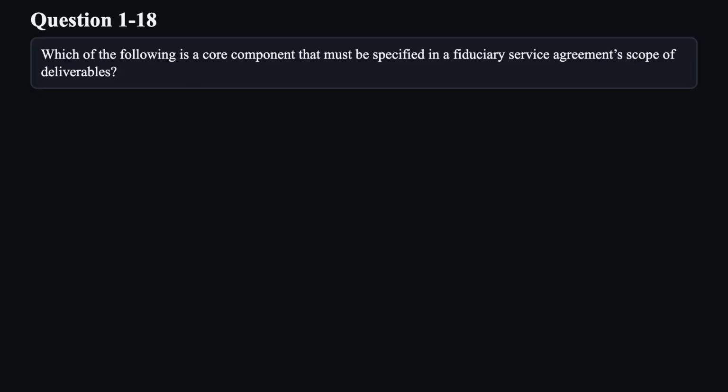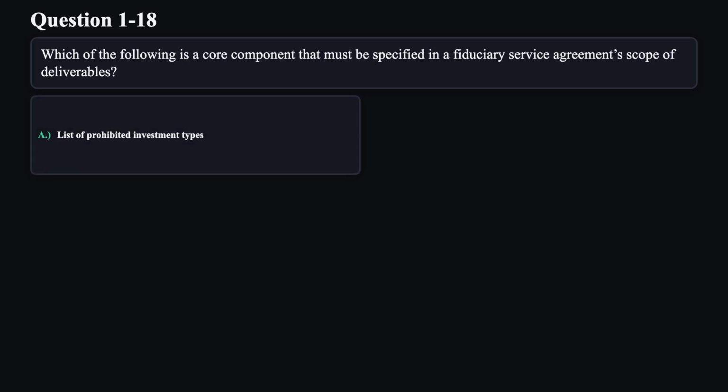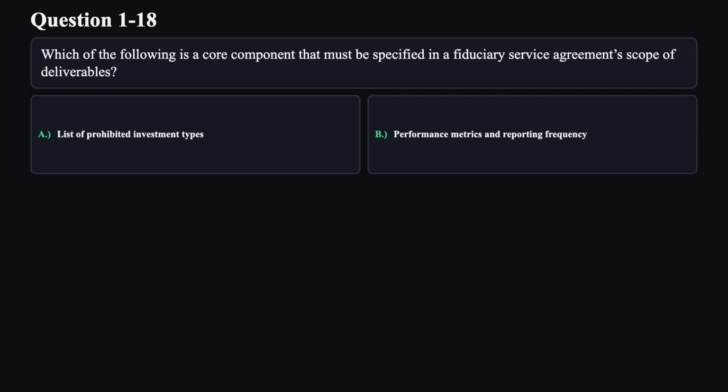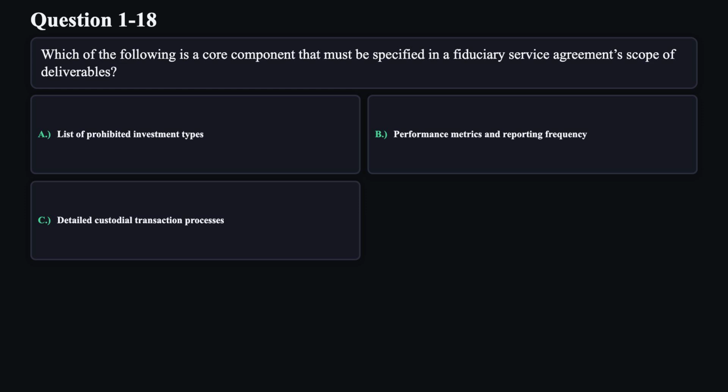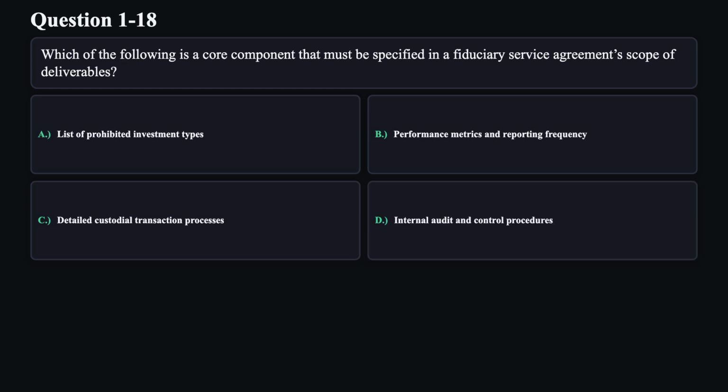Question 18. Which of the following is a core component that must be specified in a fiduciary service agreement's scope of deliverables? A. List of prohibited investment types. B. Performance metrics and reporting frequency. C. Detailed custodial transaction processes. D. Internal audit and control procedures.